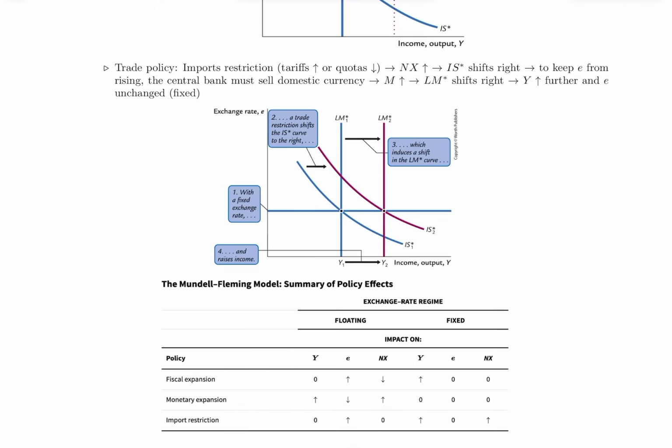Trade policy. Import restrictions such as imposing tariffs or reducing quotas initially increase NX, shifting IS* to the right. To keep the exchange rate E from rising or appreciating, the central bank must sell domestic currency. This increases the money supply M, shifting LM* to the right. As a result, output Y rises further and exchange rate E remains unchanged because it is fixed.